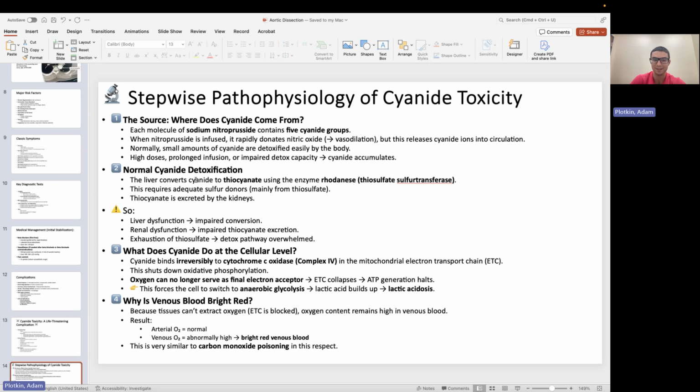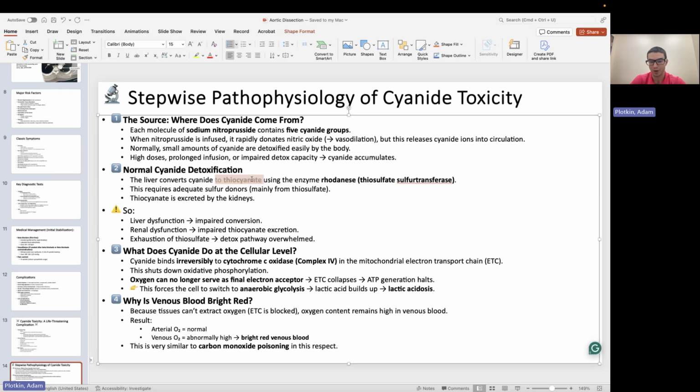So normal cyanide detoxification, the liver converts cyanide to thiocyanate using the enzyme rhodanese, okay? This requires adequate sulfur donors, and thiocyanate is excreted by the kidney. So in liver dysfunction, we have impaired conversion to thiocyanate. In renal dysfunction, that thiocyanate builds up because we can't get rid of it. If we use up all of our thiosulfate, the detox pathway becomes overwhelmed.